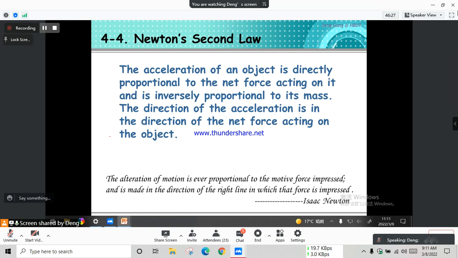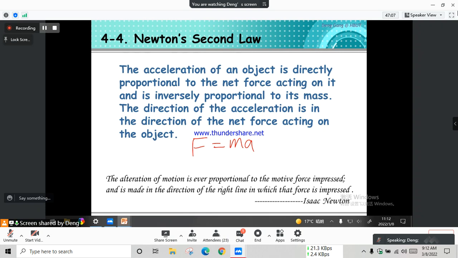We can use a simple equation to describe Newton's second law, which is F equals ma. Maybe you are familiar with this equation. The force is equal to the mass times the acceleration. So the force is proportional to the mass, and the acceleration is proportional to the force, but the acceleration is inversely proportional to the mass. And they have the same direction.